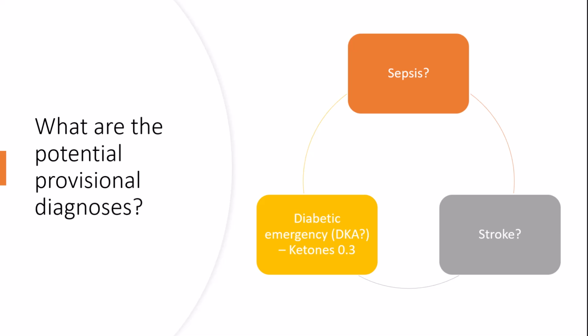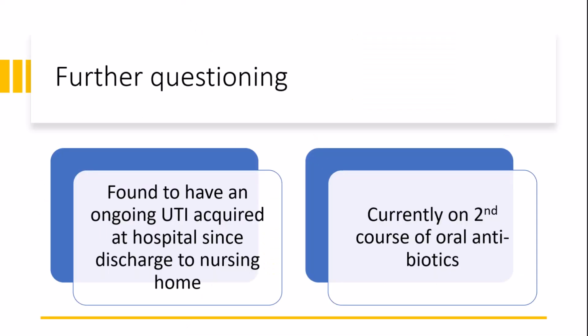From these observations, there were a couple of provisional diagnoses that we could potentially go down. Could this be sepsis? Could this be stroke? Could this be diabetic ketoacidosis with a history of type 2 diabetes? Now, if we look at all these 3 provisional diagnoses, we can probably lean more towards the sepsis route, and we will explain that in the next slide. And that was on questioning. So on further questioning of the staff on scene, we found that there was an ongoing UTI that was acquired at hospital since discharge to the nursing home.